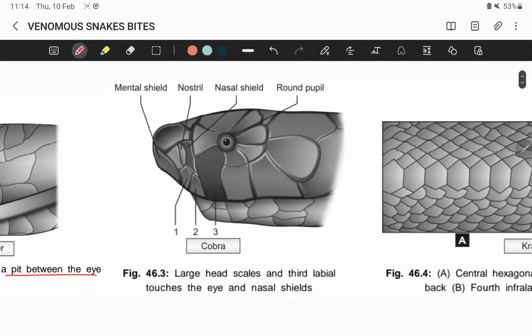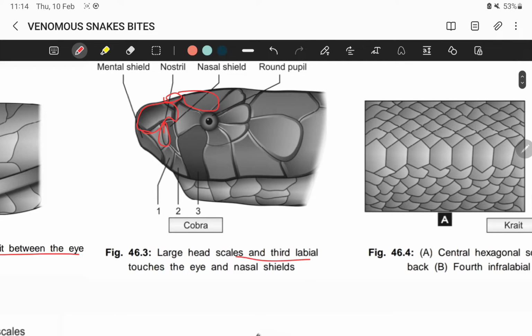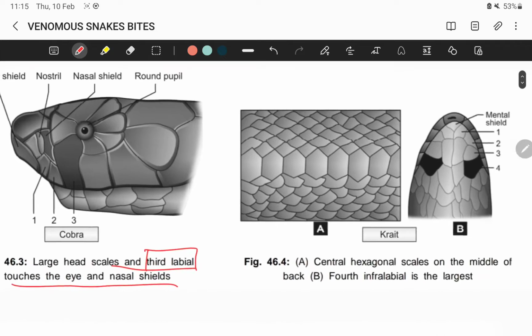In the cobra, you can see this is the eye and this is the nostril. Here are the first, second and third labials. You can see the third labial touches the eye and the nasal shield. So this is a cobra or coral snake.